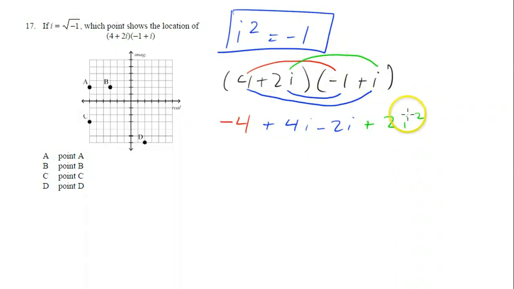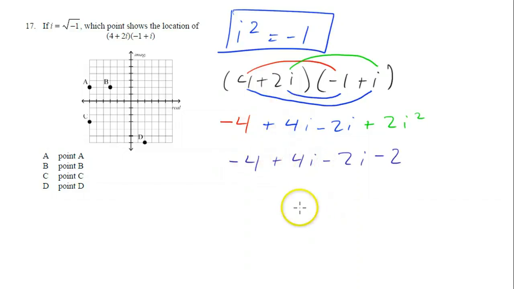Now remember, this i squared right there is just going to turn into a negative 1. Right? So this negative 1 is going to multiply by 2 and we're going to get a minus 2. So rewriting this now, I'm going to get negative 4 plus 4i minus 2i minus 2, since it's 2 times negative 1. And now I just combine my like terms and get the answer for that.